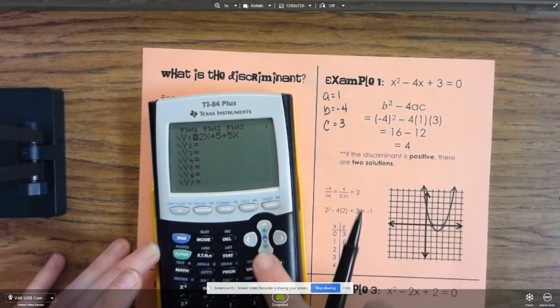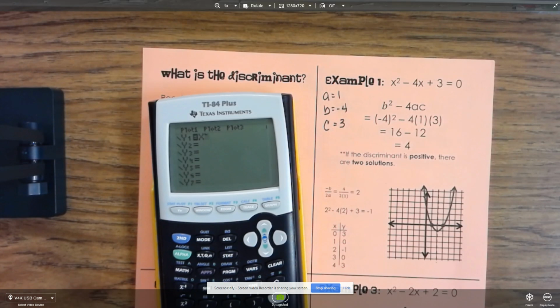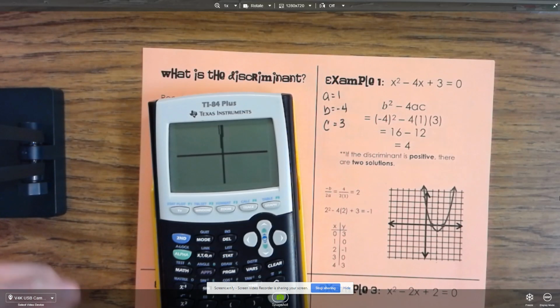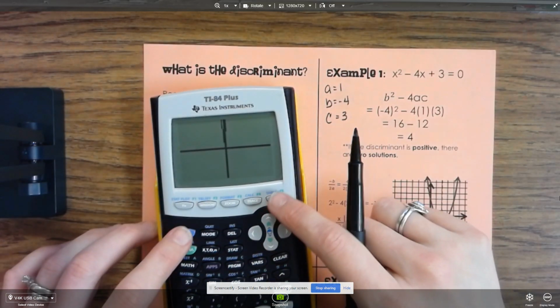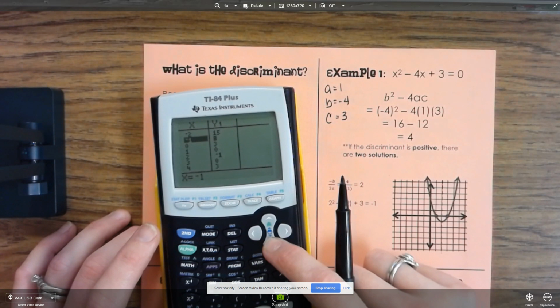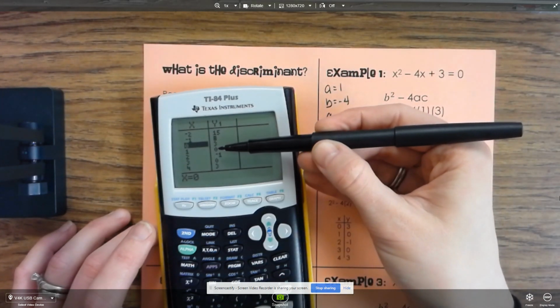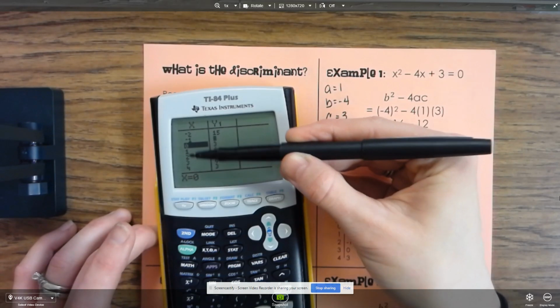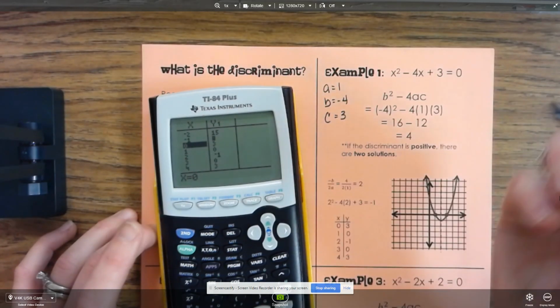Let me clear mine out real quick. All right, so x squared minus 4x plus 3, and we graph it. And then what we can do is find the x-intercepts, or I can look at the table. So let's look at the table first. What I'm looking for is when y is 0. So when y is 0, whatever x is, that's going to be your x-intercept. So here I have 1 and 3.